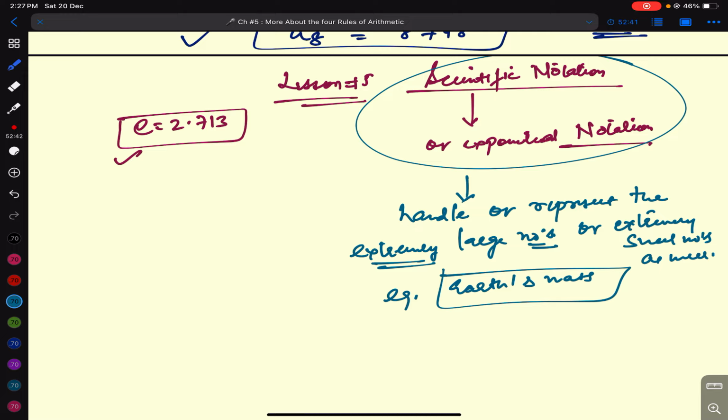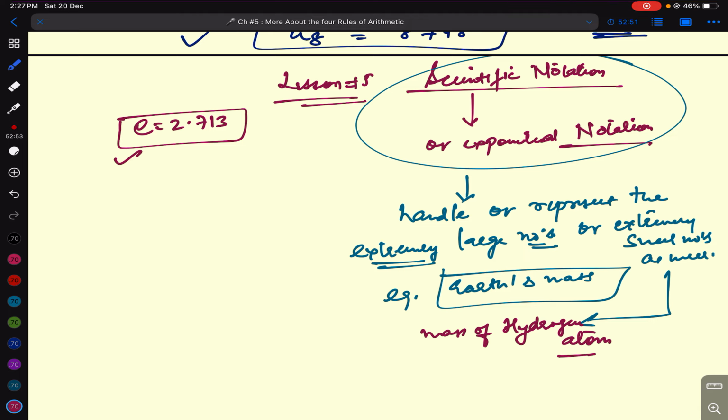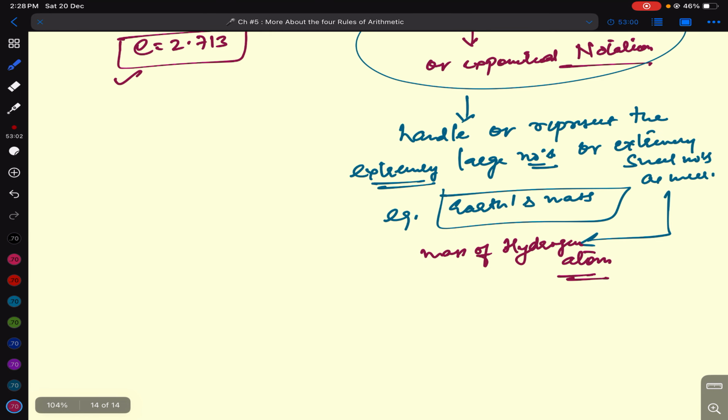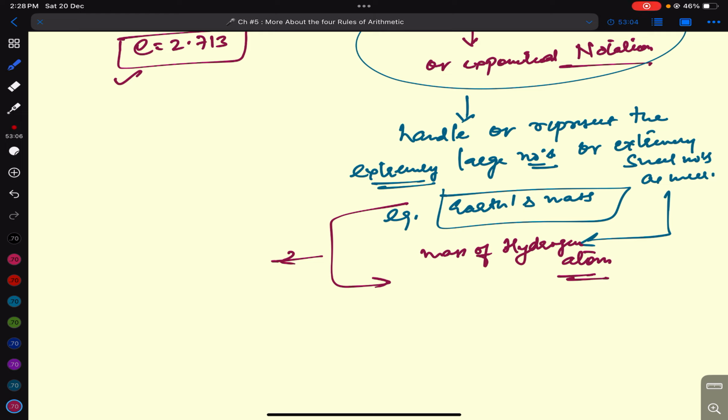Okay, so when I say extremely small numbers, an example is the mass of a hydrogen atom. Now this is very small, so that also can be represented using scientific notation. These types of numbers are not easily manageable, right? So when we talk about these two, they are not easily manageable, correct? And that is where we make use of scientific notation.